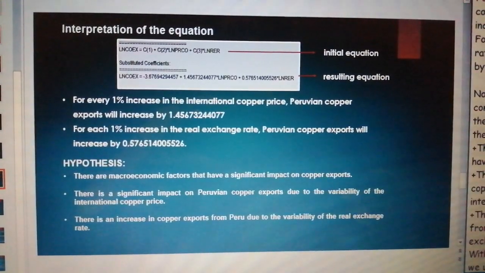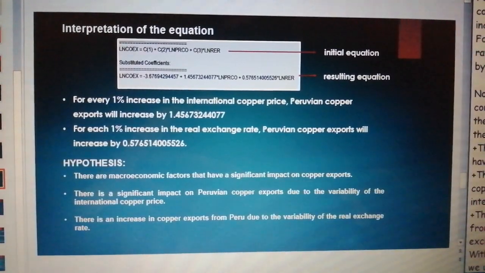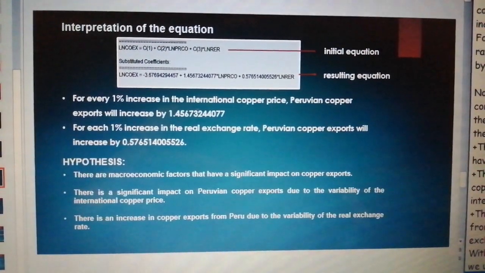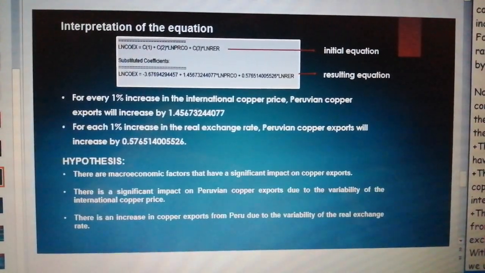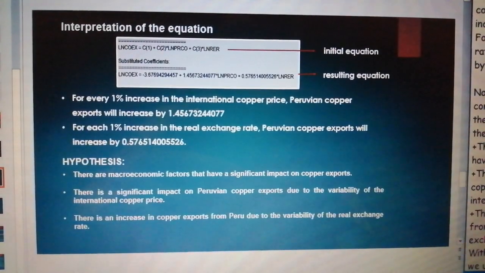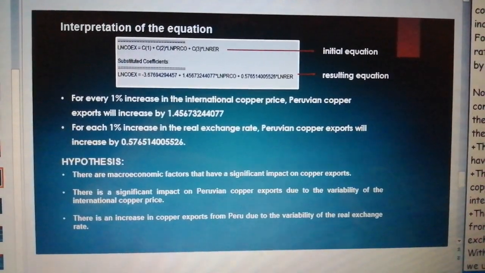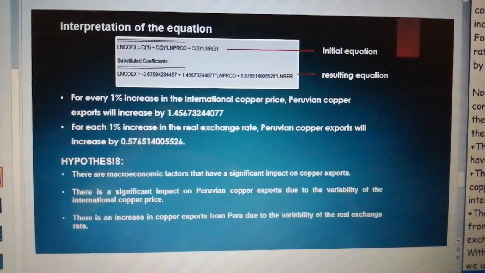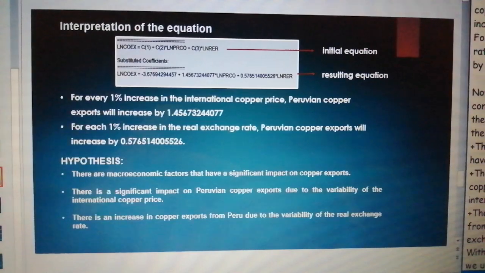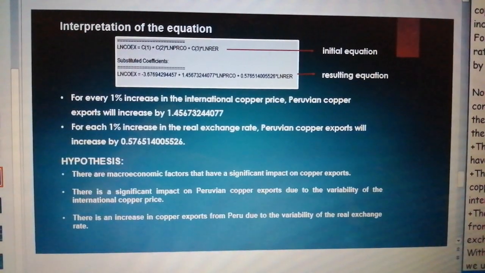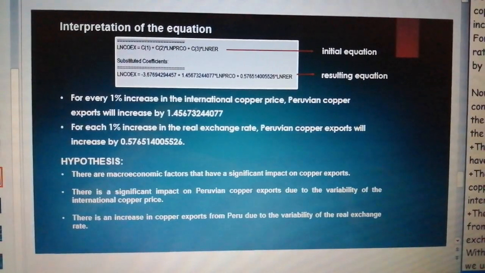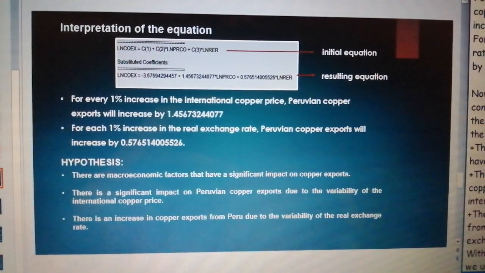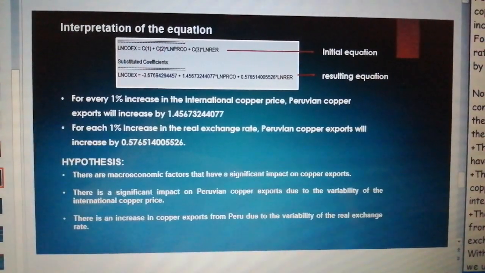Here we observe the initial equation and the values of the resulting equation. It is interpreted as follows. For every 1% increase in the international copper price, Peruvian copper exports will increase by 1.45. For each 1% increase in the real exchange rate, Peruvian copper exports will increase by 0.57. Now that we see that the model is consistent, we can contrast the result with the hypotheses formulated.